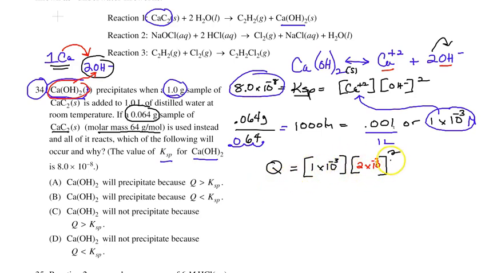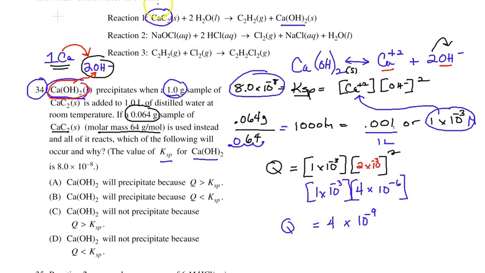All right, well, we're going to square this. 2 times 2 is 4. And then, of course, when you're multiplying numbers with exponents, you're adding them. So it becomes 4 times 10 to the negative 6, right? And I'm going to multiply that by 1 times 10 to the negative 3. And you can see I get 4 times 1 times, now when we multiply, we're adding, times 10 to the negative 9. And that's my Q.